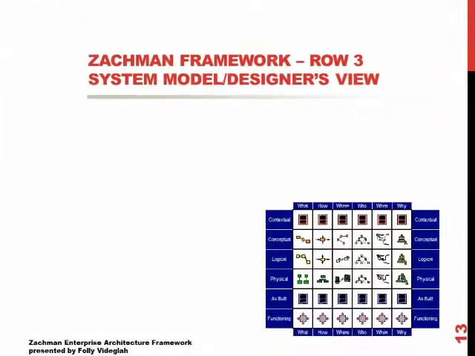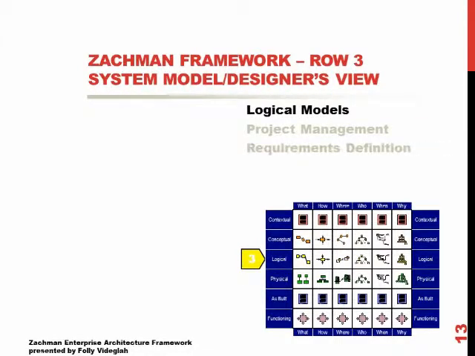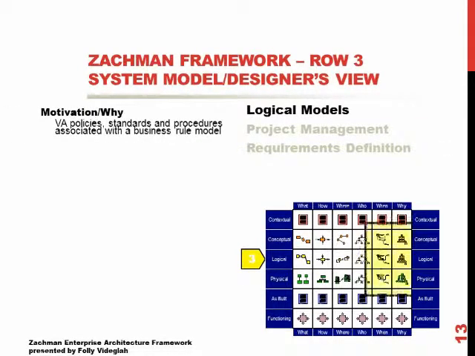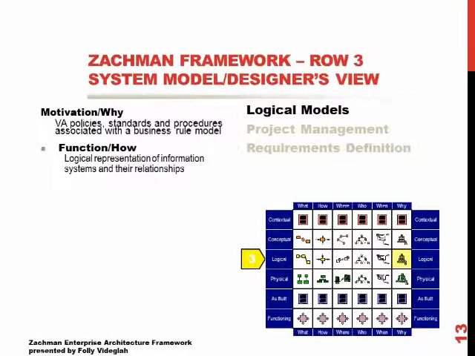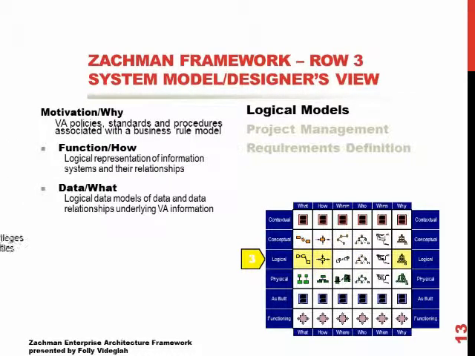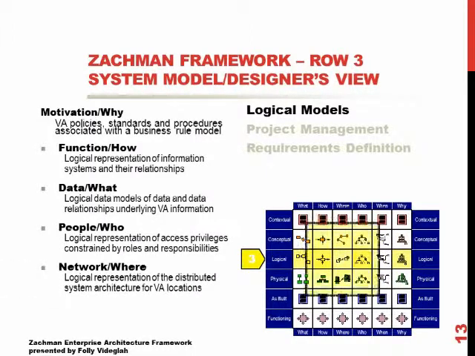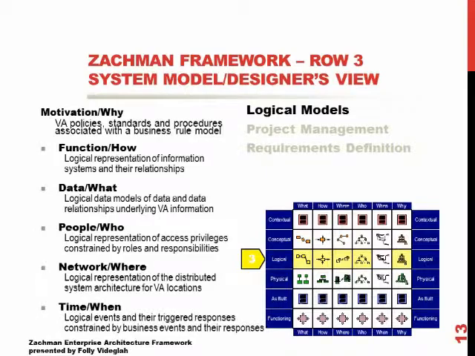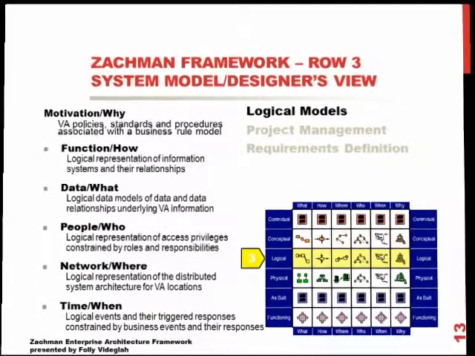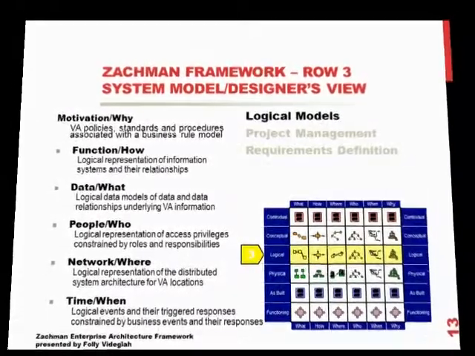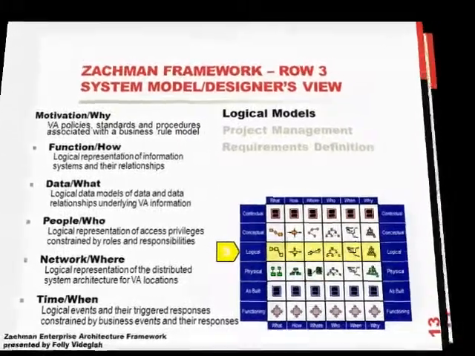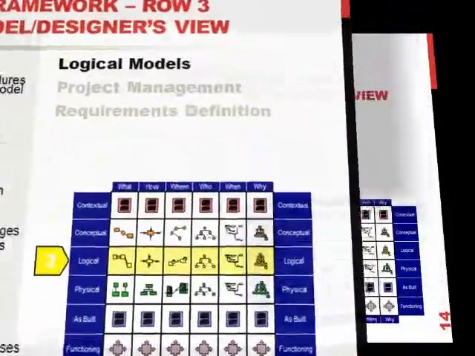Row 3, System Model, Designer View. Yes, that's where the logical comes in: the information system, how to get all the data together and use it to create a modular relationship between all the data and information, logical representation, access privilege, all that. The network is still behind, the time comes with the logic, and then the implementation for the users at the bottom.